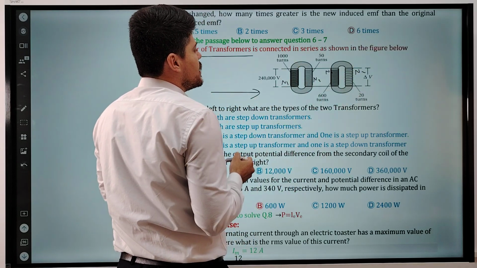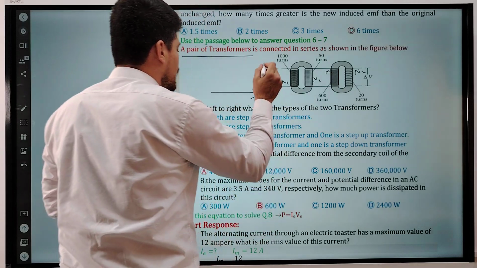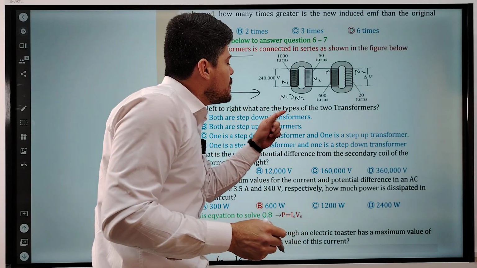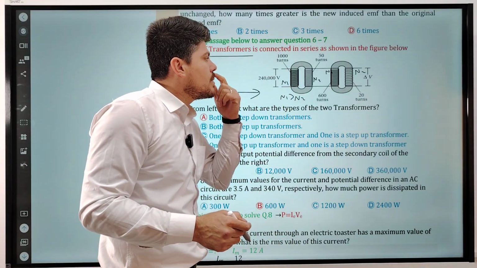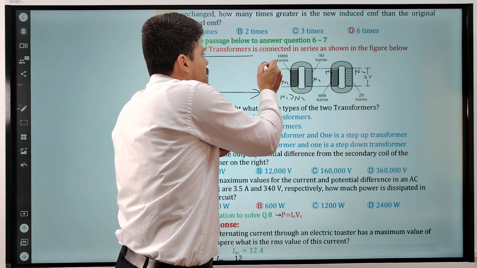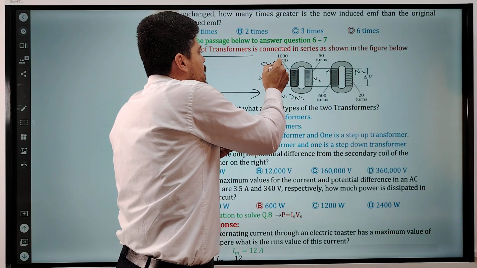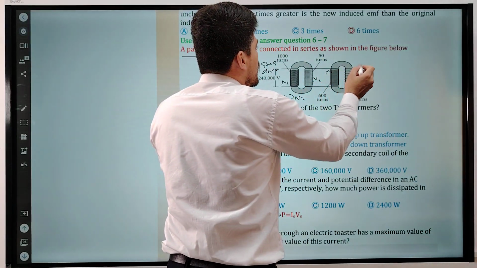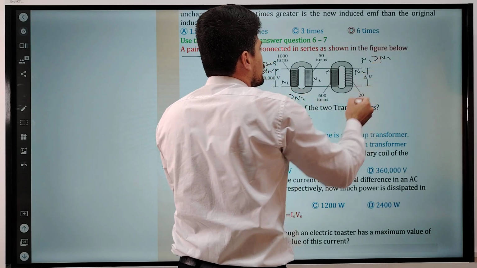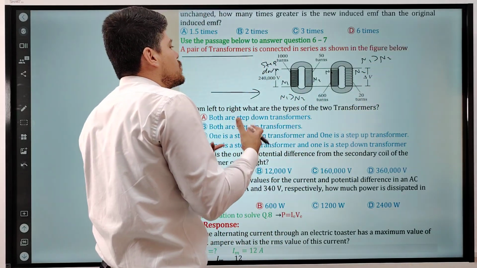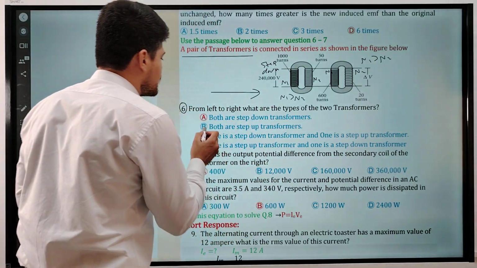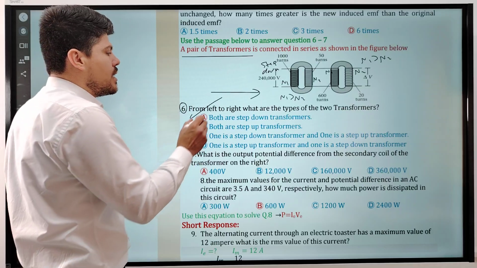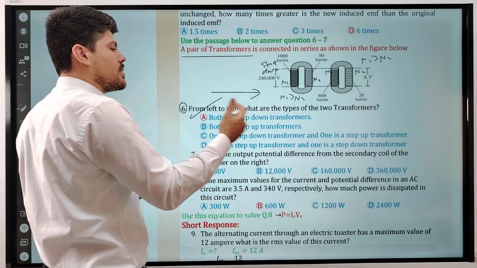First one, which one is bigger, N1 or N2? Absolutely N1, okay? N1 is bigger than N2. When N1 is bigger than N2, what is the type of the transformer? Step down. The first one is a step down transformer. What about the second one? The second one, N1 is also bigger than N2, which means that the second transformer is also step down. So the correct answer: both are step down transformers? Yes, when we see from left to right.